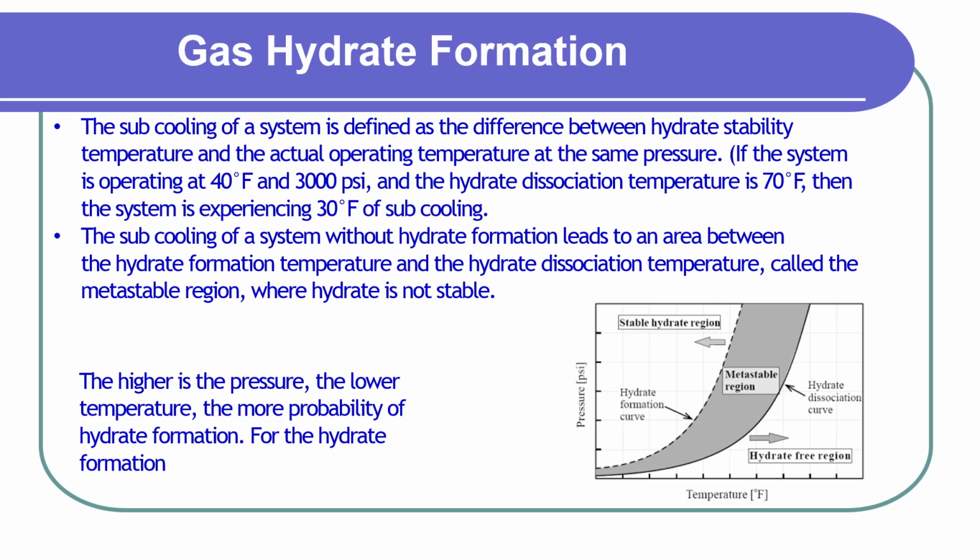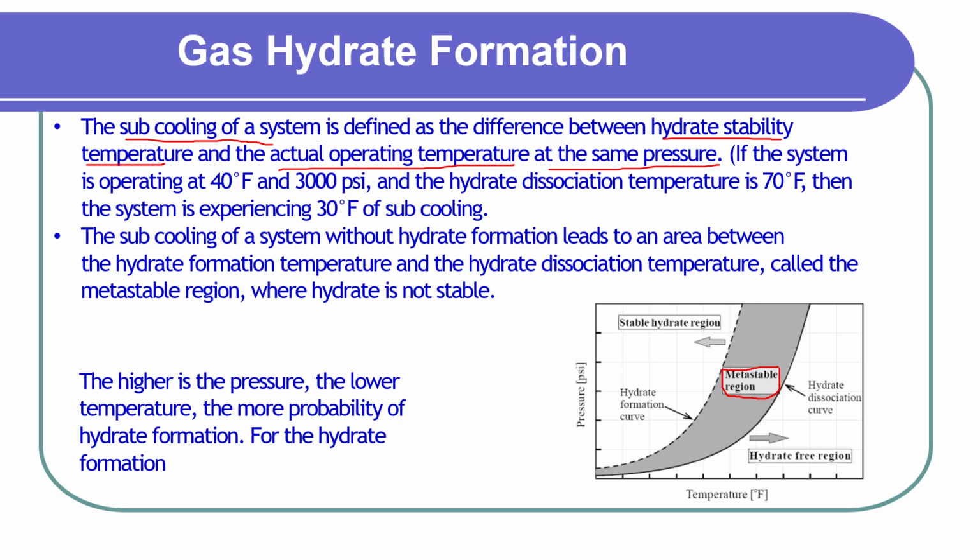So far we have explained what we mean by the hydrate formation curve, but now I'm going to explain the last thing, which is something called the metastable region. But before we start to talk about the metastable region, we're going to talk about something called the subcooling of a system, where subcooling of a system is defined as the difference between the hydrate stability temperature and the actual operating temperature, but it has to be at the same pressure.